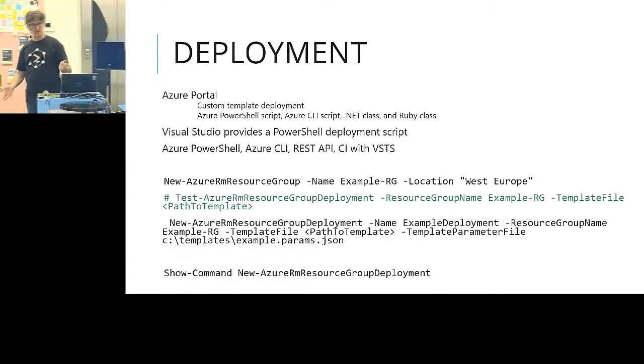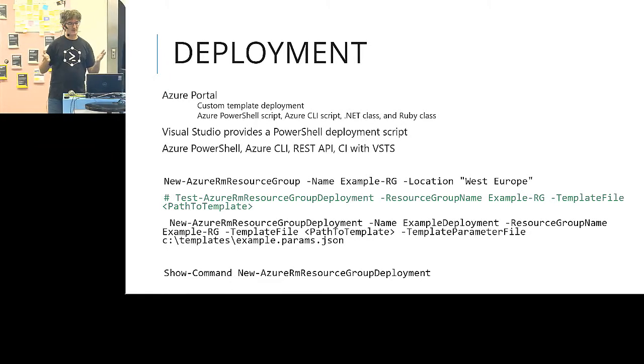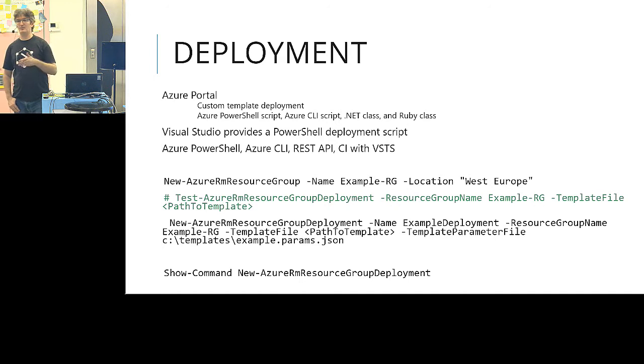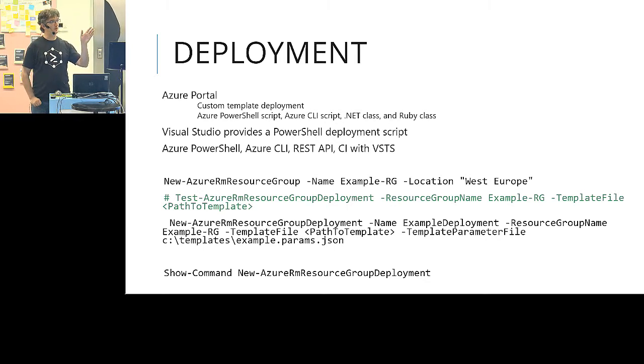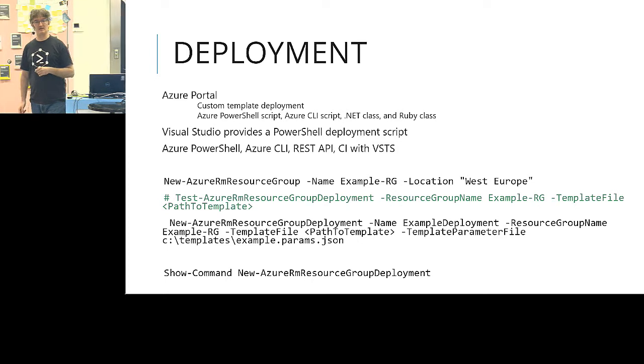So let's talk now a little bit about deployment. Up to now it was all authoring things, and I would like to talk a little bit about deployment. First, in Azure Portal, you can deploy, as you have seen, we have those options there for a custom template deployment. And they also provide you Azure PowerShell and Azure CLI script for it, and .NET and Ruby classes for it, so you don't need to write that. If you work with Visual Studio, you will see that later.